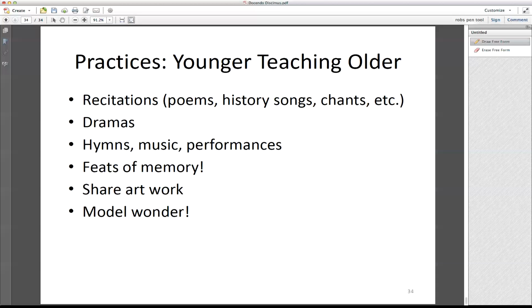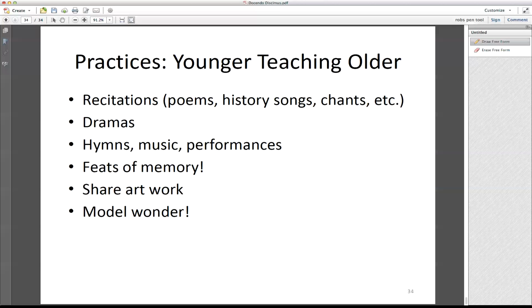And now the last slide, the younger actually teaching the older. And then let's just talk for a bit. The younger kids are just so good at memorizing. One way that they will shine in the presence of older kids is to just do their own recitations, which will likely be more impressive in some ways than the older kids.